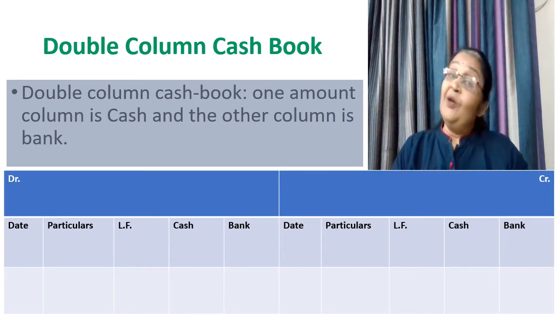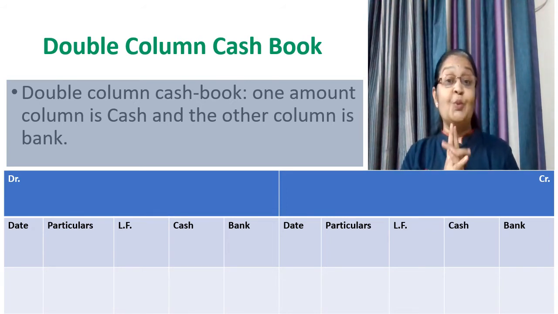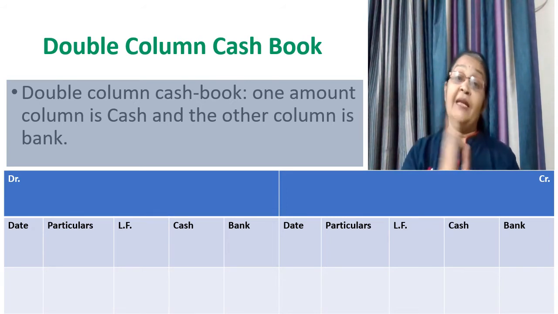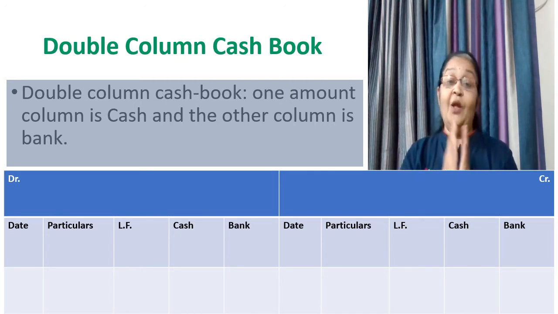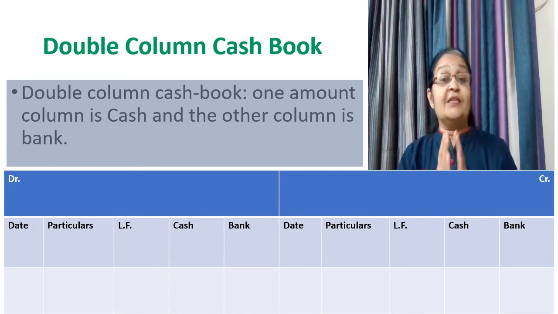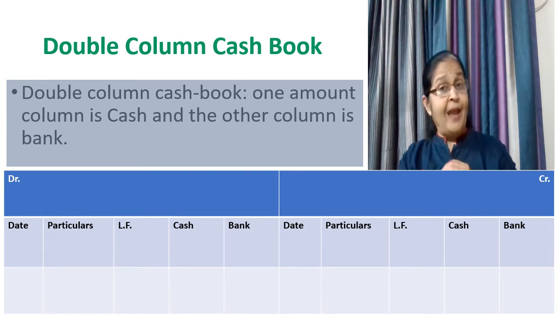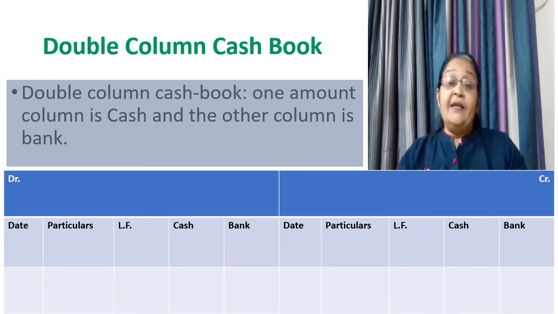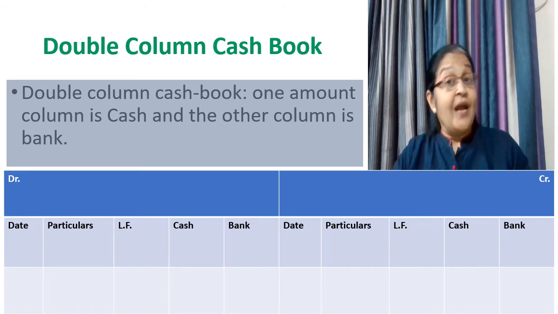Now, the double column cash book. The double column cash book contains two money columns, both on the debit side as well as the credit side. One column is for transactions with respect to cash and the other with respect to the bank account of the business. So, under the double column cash book, not only cash transactions but also the transactions with respect to the bank are recorded. The transactions which are done on credit are not recorded in the double column cash book as well.